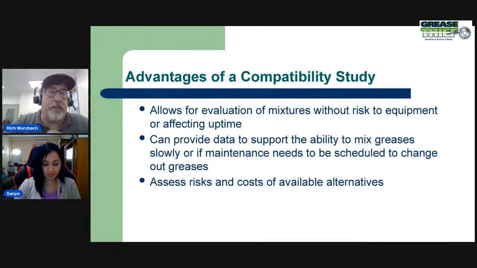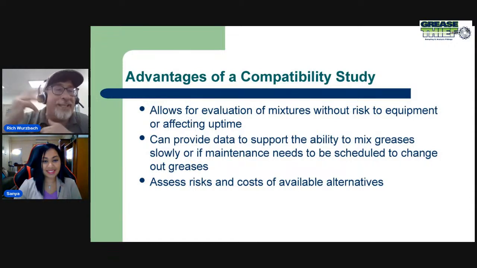So what we have as an alternative is a compatibility study, right? And we've talked about this in some of the earlier meetings that we've had here, but it allows for the evaluation of mixtures without risk to equipment or affecting the uptime of that machine. And especially if we know it's coming, right? If there's a discontinuation of a product, or maybe corporately a company decides we're going to buy all of our greases from this and oils from this company, that means whatever's already out there is going to get a new partner in there. So we can get ahead of that by taking those mixtures and testing them in a compatibility study. And it helps us assess the risks and costs and even look at available alternatives.